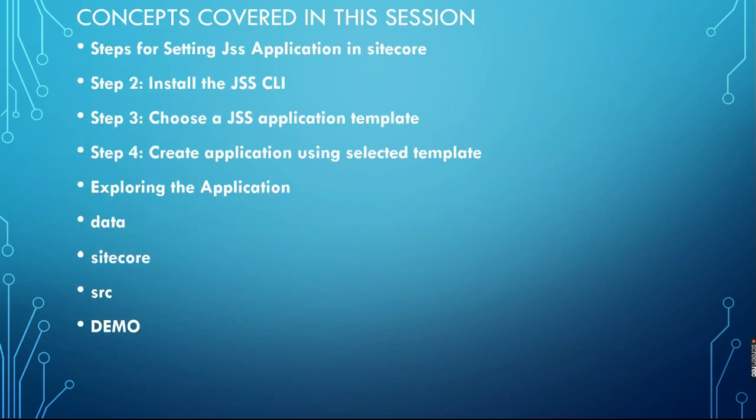The concepts I am going to cover in this session are the steps for setting up a JSS application in Sitecore, and how to install the JSS client, choose a JSS application template, create an application using the selected template, explore the applications, and describe the folder structure like data, Sitecore, and src. Finally, I will give a demo.